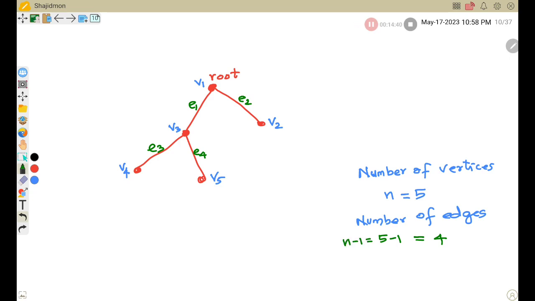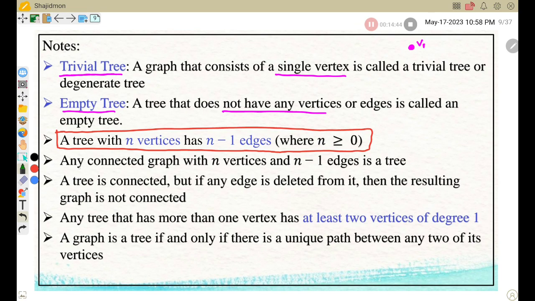N minus 1 edges will be there. Okay, so just to note that rule there. Now, any connected graph with n vertices and n minus 1 edges is a tree. Always it should be a tree. Now, a tree is connected, but if any edge is deleted from it, then the resulting graph is not connected.